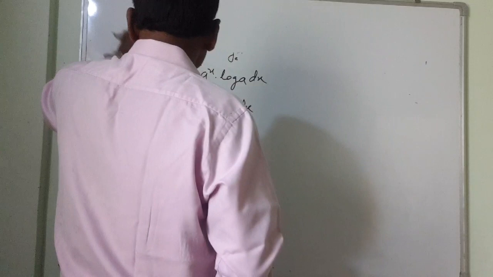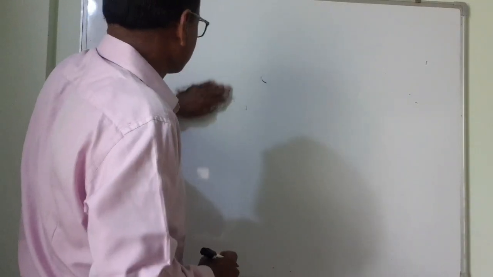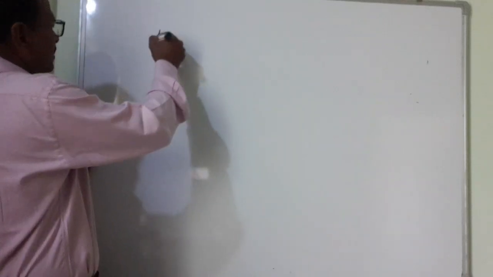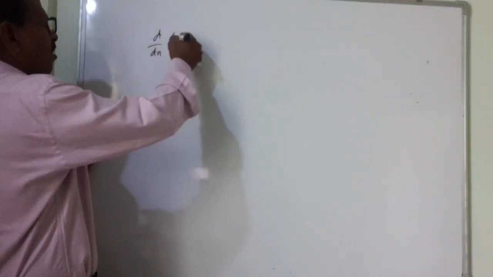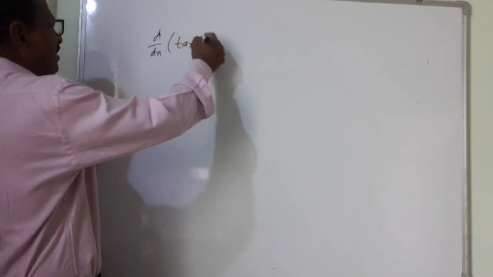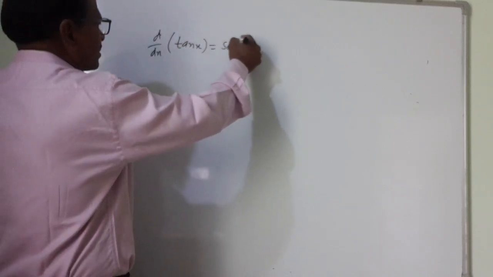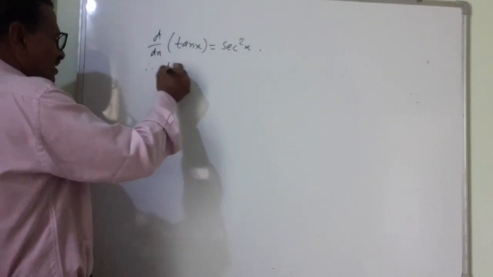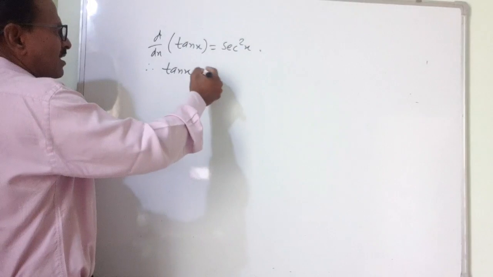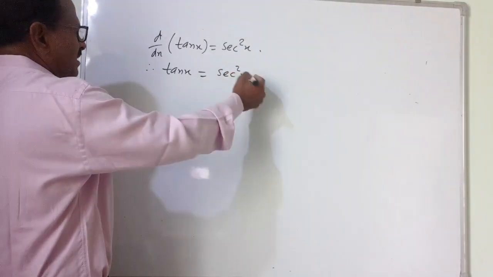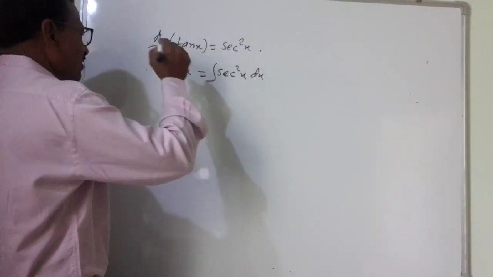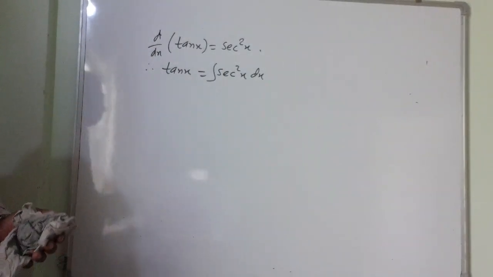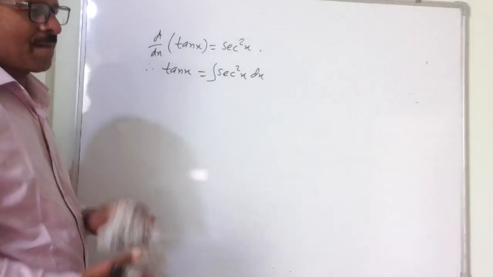Some trigonometric functions I will take. d by dx of tan x is equal to sec square x. Therefore, this tan x will remain as it is, equal to sec square x dx, and it will become integration. So you might have understood the base.